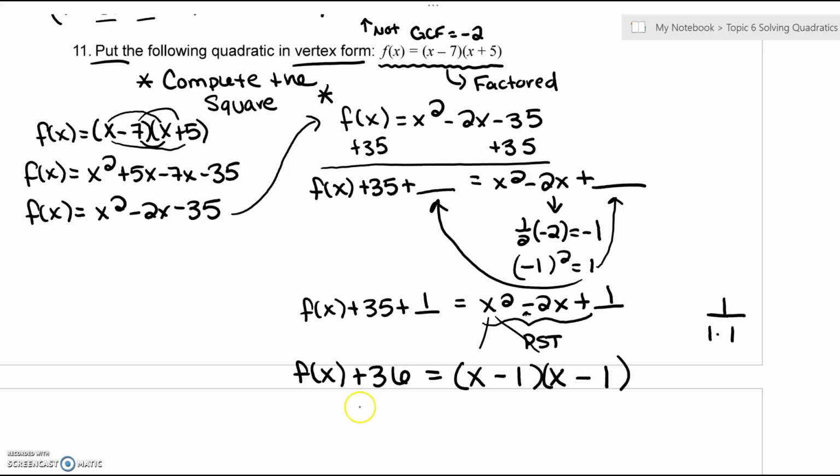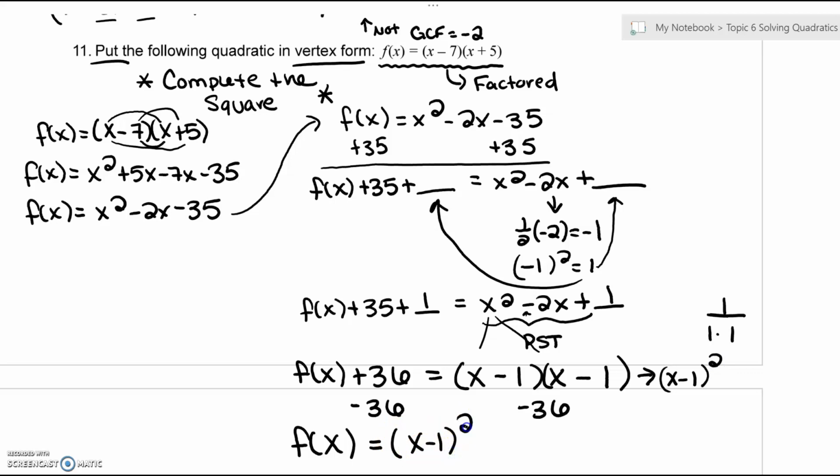And the last thing we have to do is move the constant back over and simplify. So I have f of x equals, a nice and neat way to write (x minus 1) times (x minus 1) is (x minus 1) squared, kind of going backwards from what we did a minute ago. So x minus 1 squared and then minus 36. This is my vertex form.